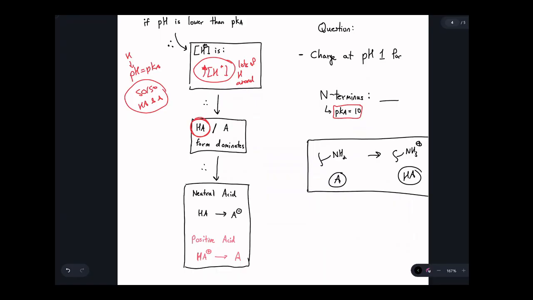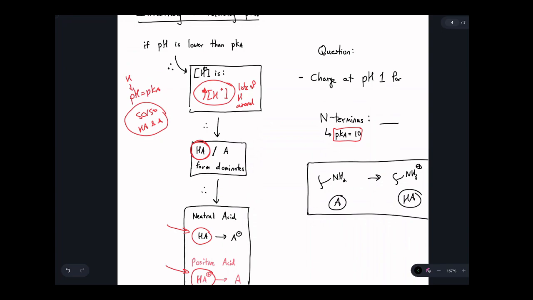So if it's a neutral acid, the HA form is therefore the neutral form. And if it's a positive acid, the HA form is positive. For the N-terminus, the HA form is this one, the one with the extra hydrogen. So it makes sense that when there's more hydrogen around than would be at equilibrium, HA is favored. So the charge at pH 1 for the N-terminus is positive.